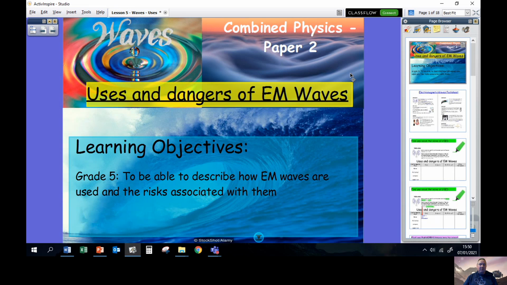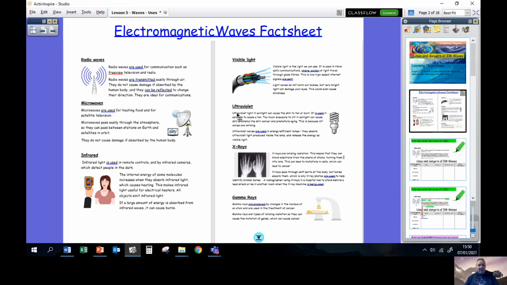So the two things that you've got with this lesson, you have got a fact sheet. So you can open that up. That's one of the documents that comes with the lessons. That fact sheet is a Word document which has loads and loads of information about how we use the different sorts of electromagnetic waves, and it's broken down into the 7 sections of the types of electromagnetic wave we learned about: radio waves, microwaves, infrared, visible light, ultraviolet, X-rays, and gamma rays.